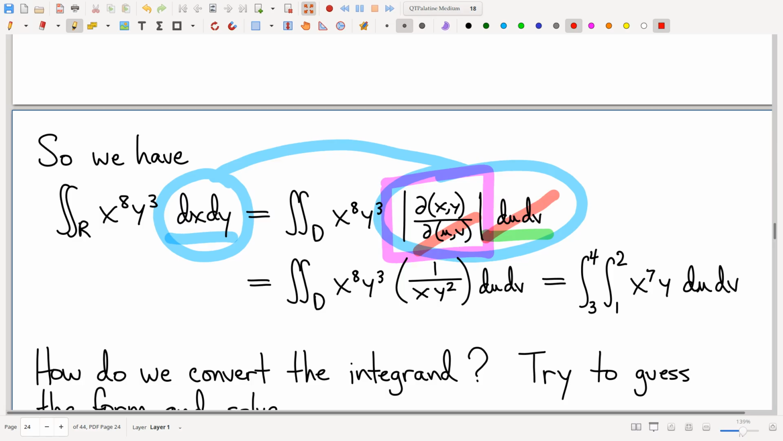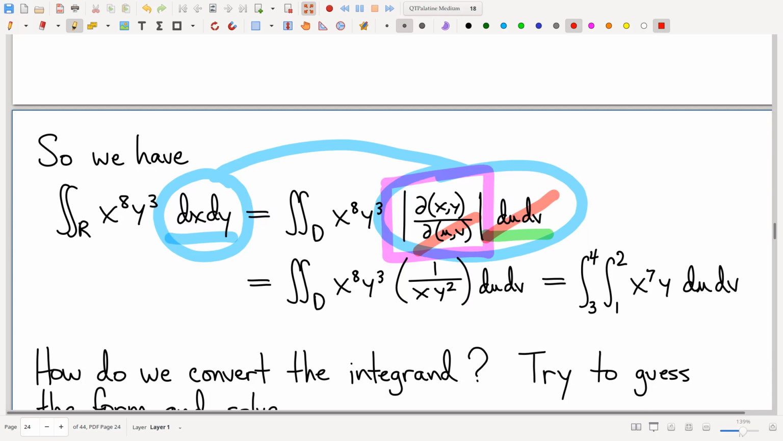This will do the work for you of, do I need partial xy, partial uv? Wait a minute, do I need partial uv, partial xy? Which way does it go? It goes whichever way makes the faux cancellation work. Let the notation do your bookkeeping for you. Does that make sense? Everybody happy?